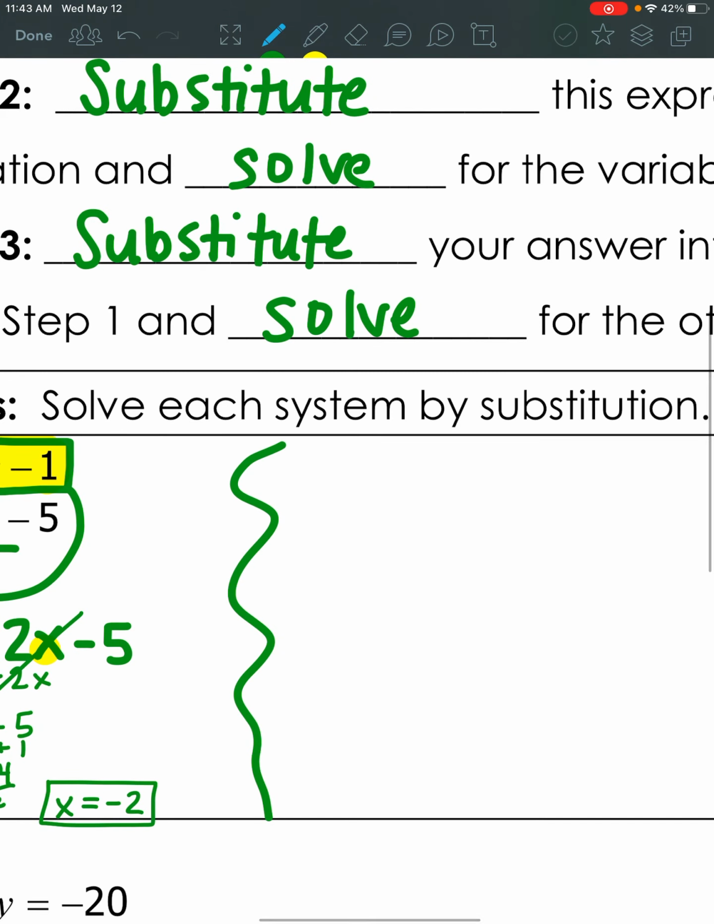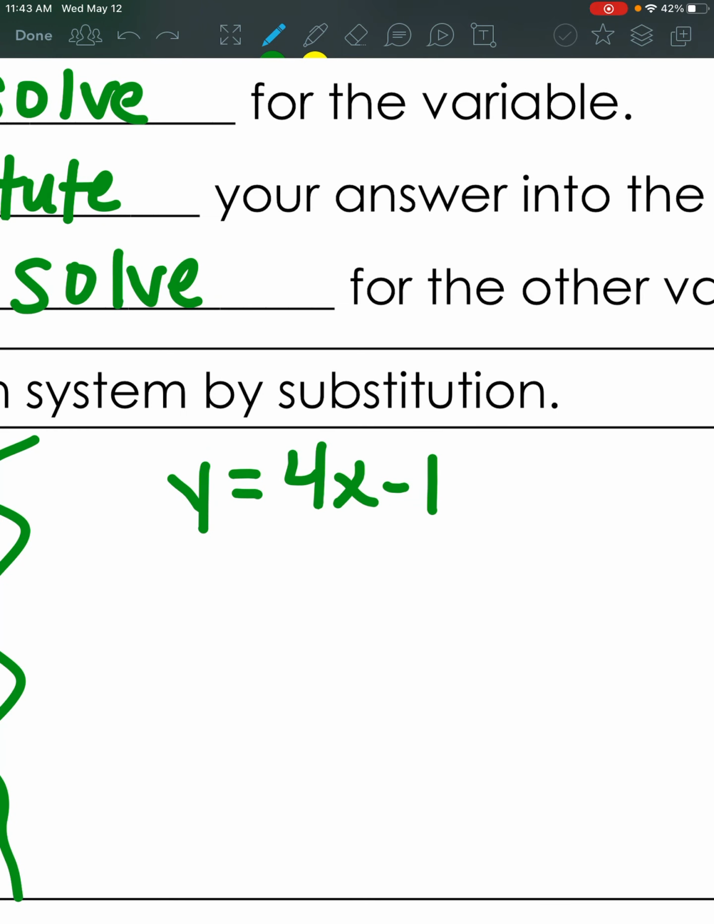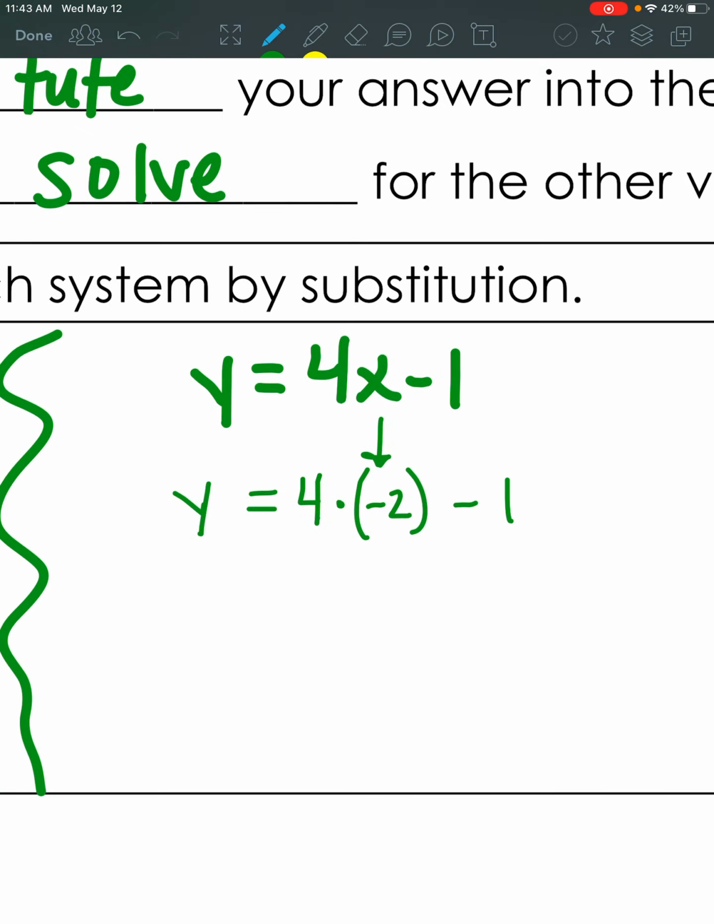It really doesn't matter. So I am just going to take the first one, y equals 4x minus 1. And then what we're going to do is take that variable of x, which we got, x is negative 2, and I'm going to replace it. So I'm going to do 4 times, and then instead of x, I'm going to do negative 2. And then I'm going to subtract 1, and all of that is going to give me my value of y. So 4 times negative 2 is negative 8. Negative 8 minus 1 is negative 9. So y equals negative 9.